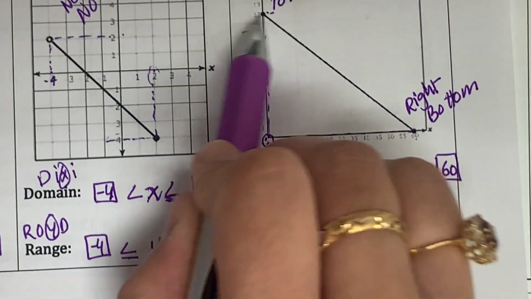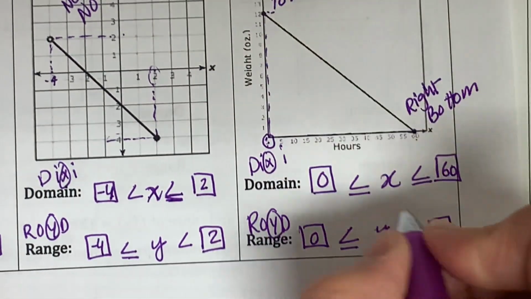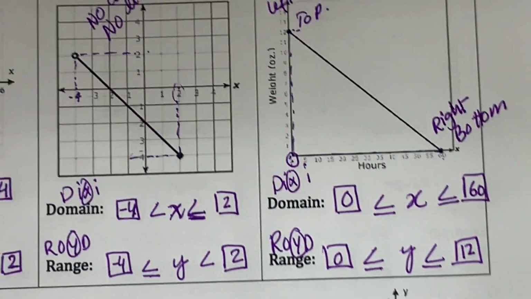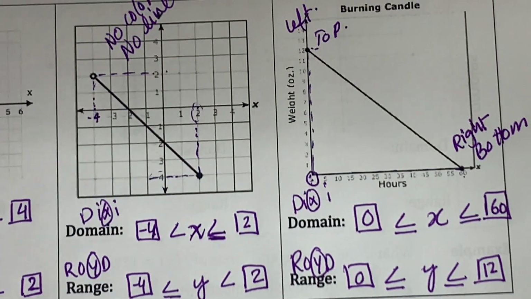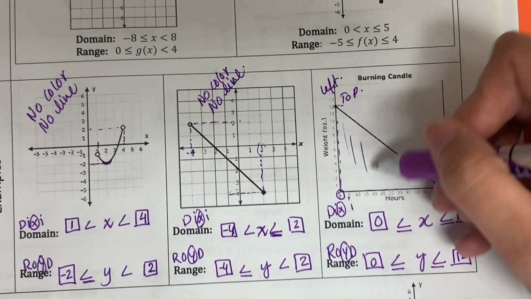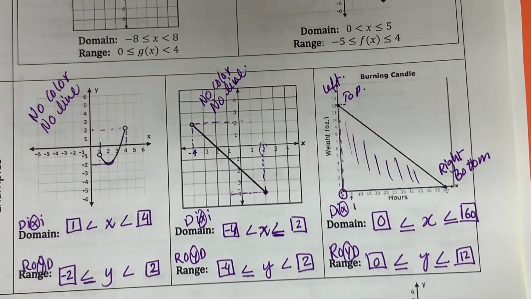And this is the topmost point, which I believe is 12. Closed circle, so put a line. So this is the domain and the range of a graph, burning candle, that stays like that.